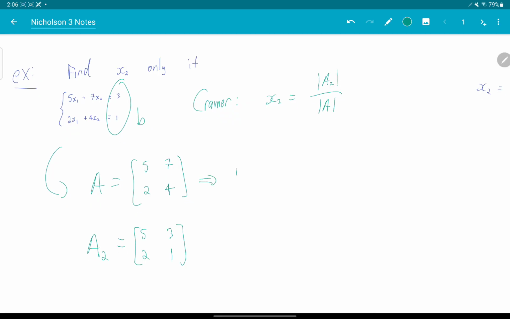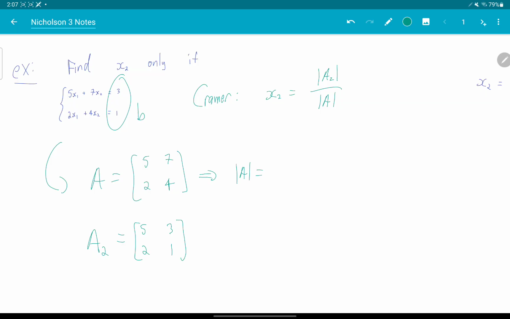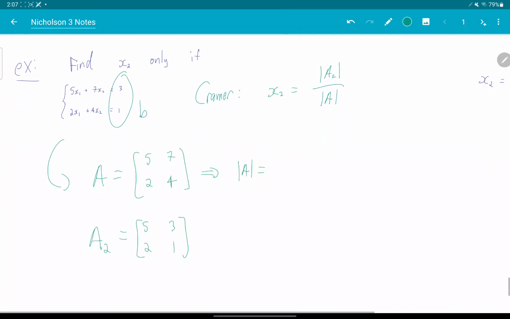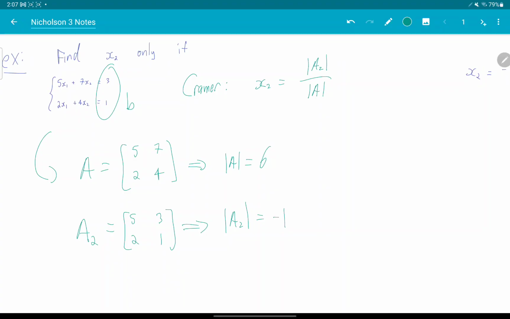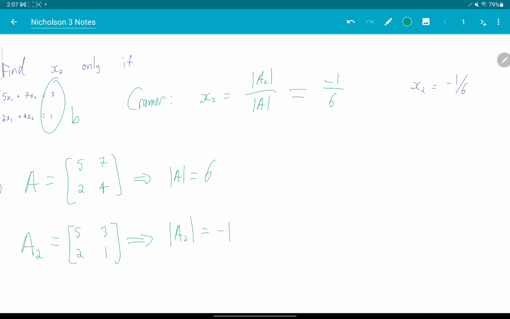Okay, from here we get determinant of A is 20 minus 14, which is 6. And here we get determinant of A2 is 5 minus 6, which is negative 1. So Cramer gives me negative 1 over 6, and I'll sneak a peek at my answer. Aha, good job.